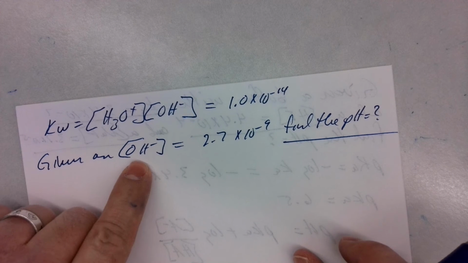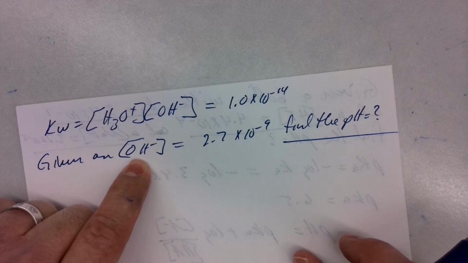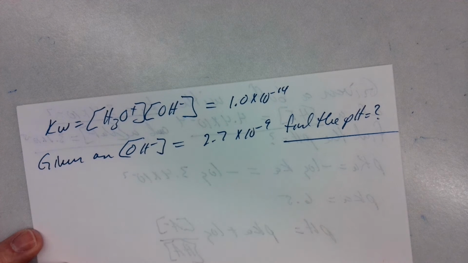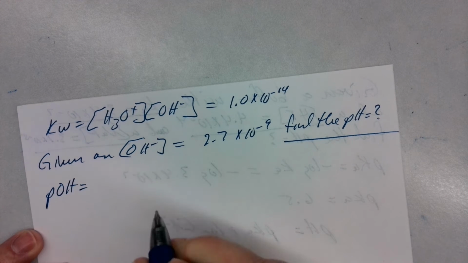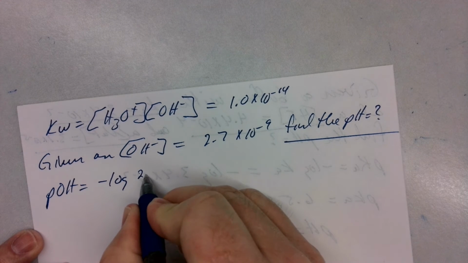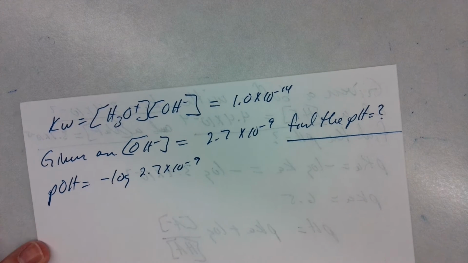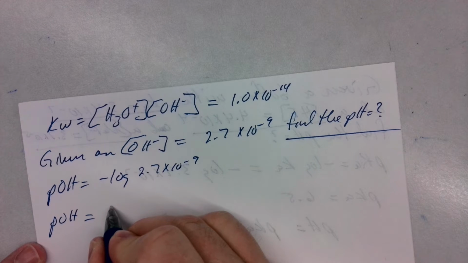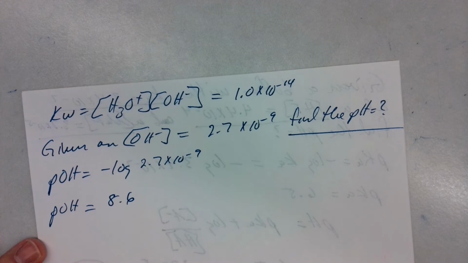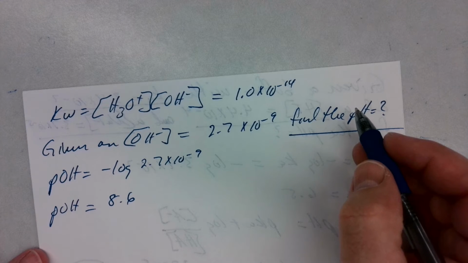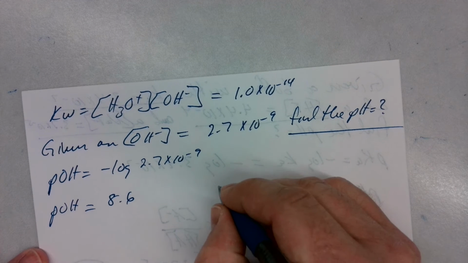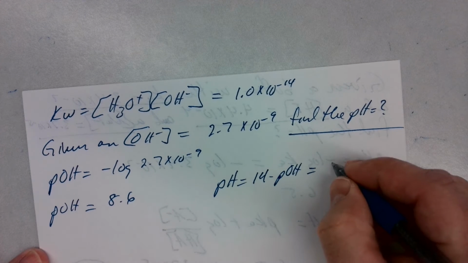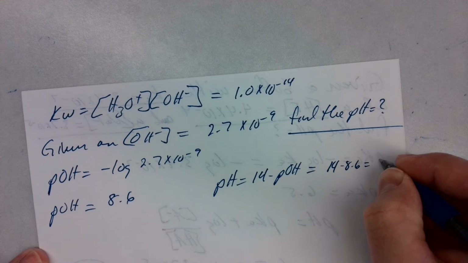Can I use that to get my answer? Yeah. But if I negative log this, I'm going to find pOH. So my pOH is the negative log of 2.7 times 10 to the negative ninth, which gives me a pOH of 8.6. But if I want pH, I subtract. My pH is equal to 14 minus my pOH, 14 minus 8.6, which is 5.4.